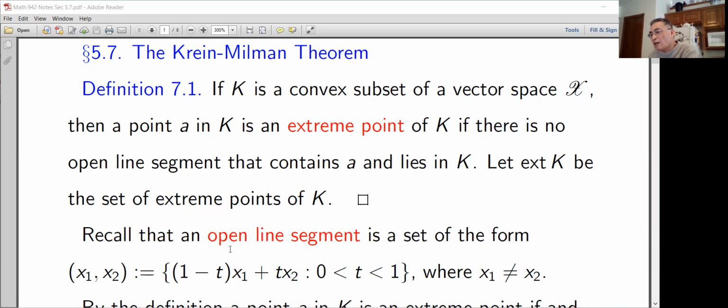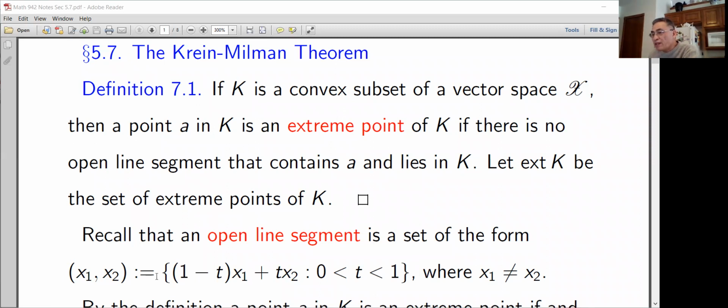So recall that an open line segment is a set of the form (x1, x2) equals the set of points (1 minus t) x1 plus t x2, such that t is greater than 0 but less than 1, where x1 is not equal to x2.